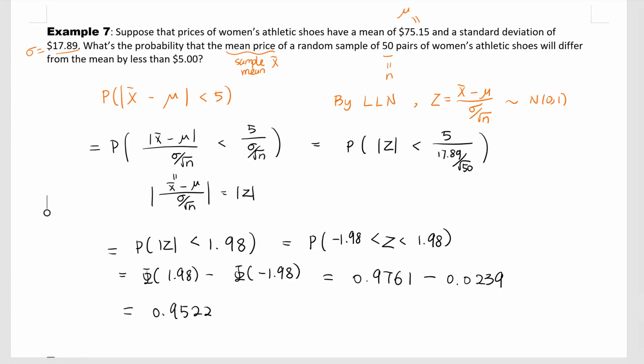All right, so given a sample, when the problem asks you to find the probability that the sample mean is within some range, you're going to use the law of large numbers. Then you can convert it to the standardized sample mean, which is x bar minus mu over sigma over square root of n. And then this is approximately standard normal distributed, okay?